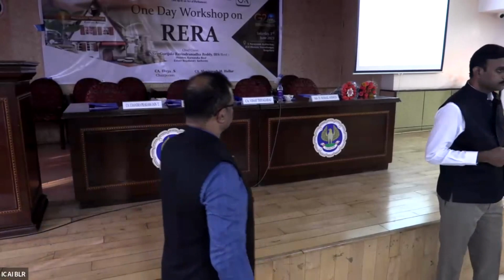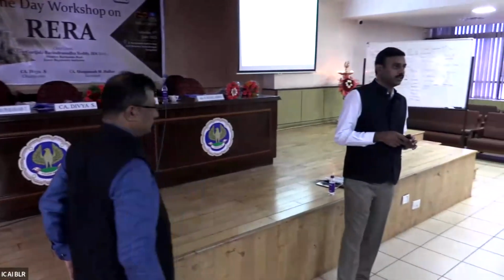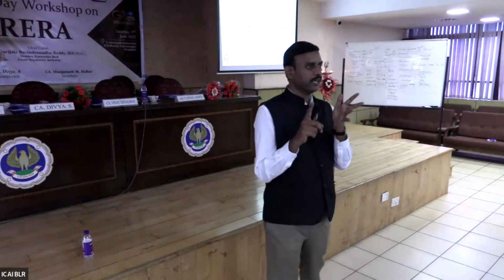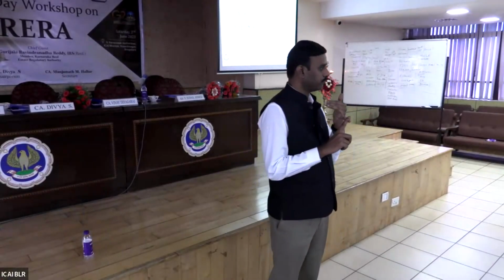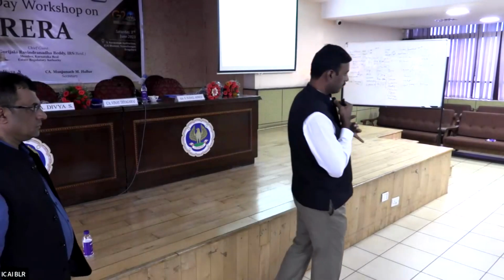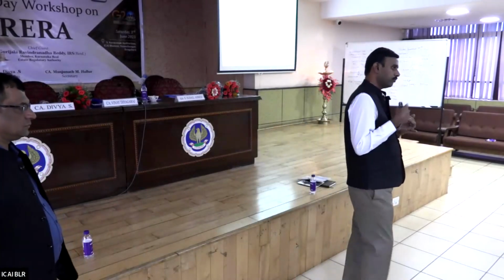So next is about agreement of sale. So 1, 2, 3, 4, 5, 6 we have seen. 7 and 8: if you are not able to complete the project within the time, the authority has the power to revoke, suo motu or based on a complaint received from the allottees, the revocation of registration. If it is revoked, what will happen?